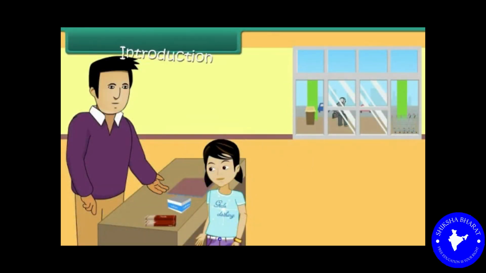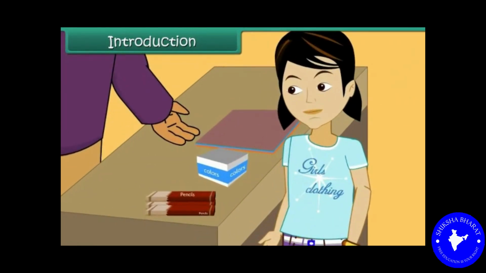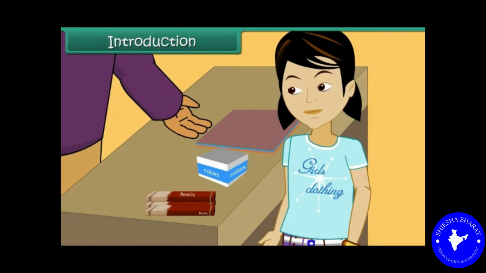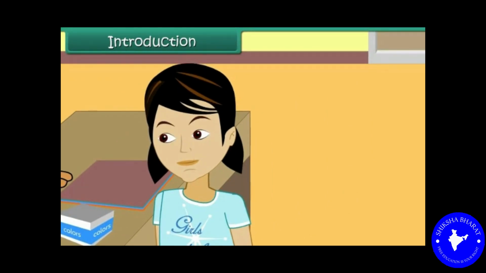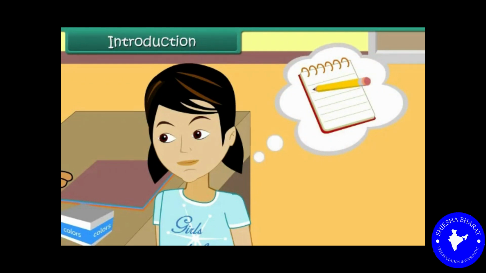Introduction. Rita has bought pencils for 15 rupees, colors for 25 rupees and pastel sheets for 12 rupees. The shopkeeper asks her to pay 52 rupees. Rita wants to verify, but there is a problem. She cannot do it without writing the numbers down on paper. She cannot perform mental calculations.